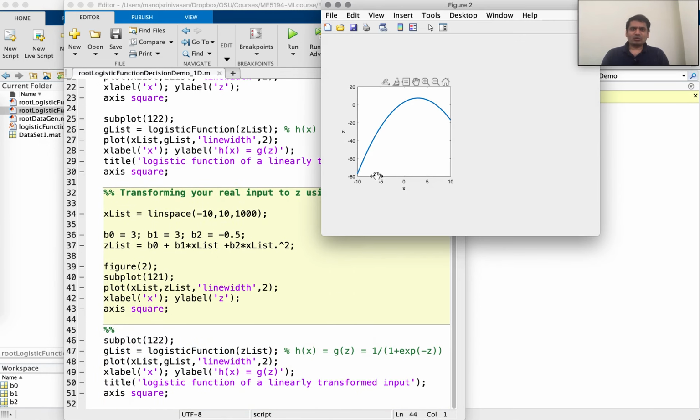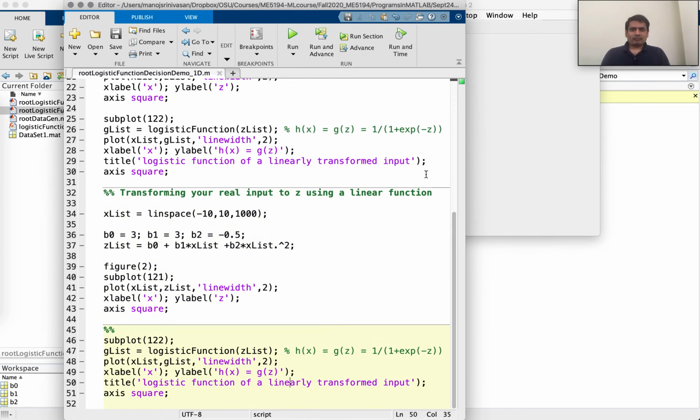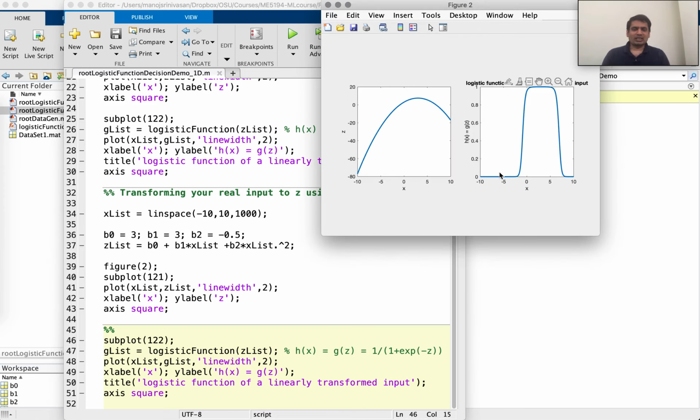Okay, so z is a quadratic function of x. And then let me run this piece, which now computes g of z. In other words, it applies the logistic function to z and then plots g of z versus x. Okay, so this is what we get. Interesting, right? If you plot g with respect to z, it will still be the simple logistic function. But because we're plotting g or h with respect to x, it looks like this.